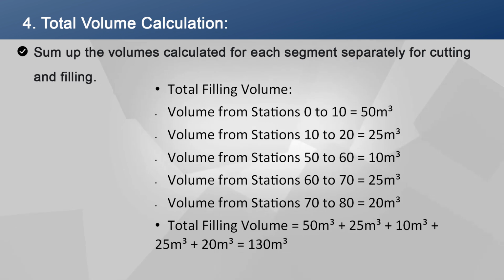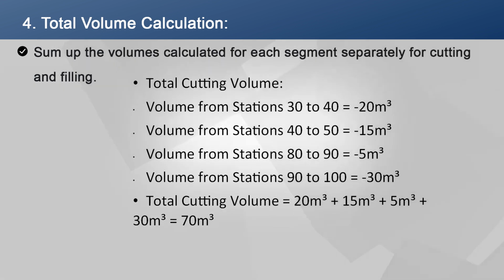So, we can calculate total filling volume as volume from station 0 to 10 as 50 cubic meter, volume from stations 10 to 20 as 25 cubic meter, volume from stations 50 to 60 as 10 cubic meter, volume from stations 60 to 70 as 25 cubic meter, volume from stations 70 to 80 as 20 cubic meter. Total filling volume will be summation of all this, means 50 plus 25 plus 10 plus 25 plus 20. So, it will come out as 130 cubic meter.